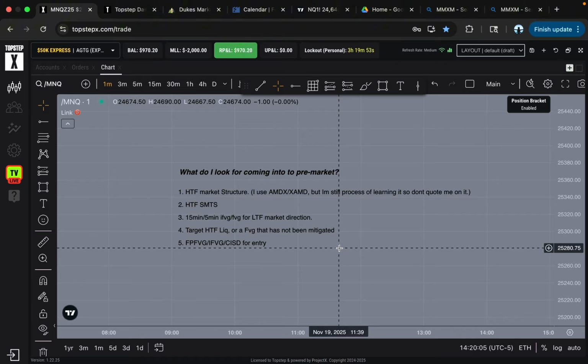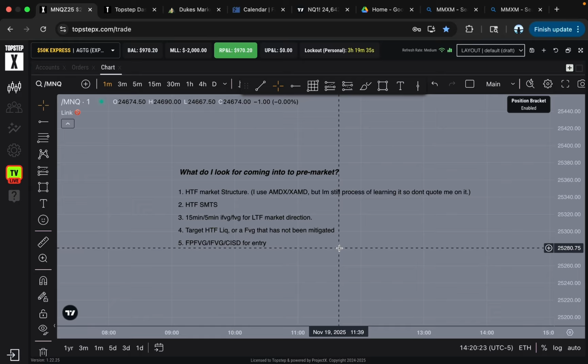What is my entry? What do I take entries off of? I take entries off of the first presented fair value gap, inverse fair value gaps, and change in the state of delivery. So for today's example, I did use the first presented fair value gap for more of a continuation model. So I'll get into that after this.